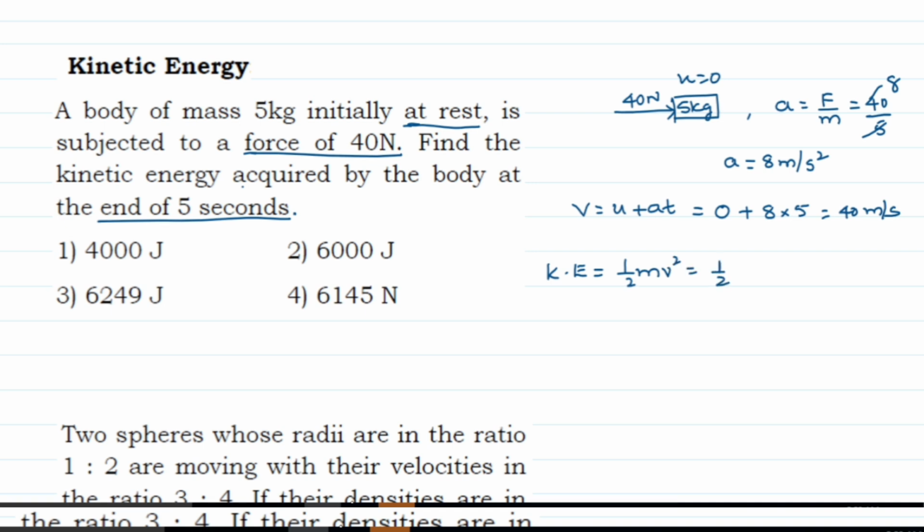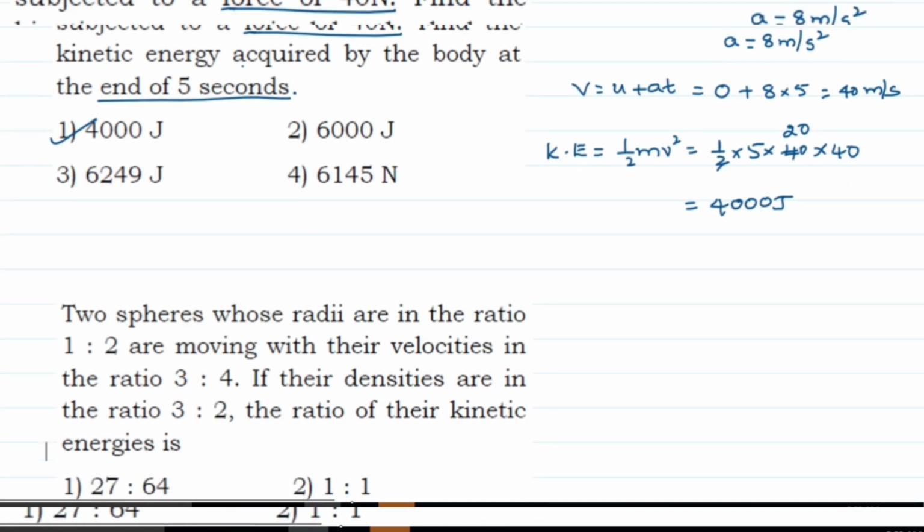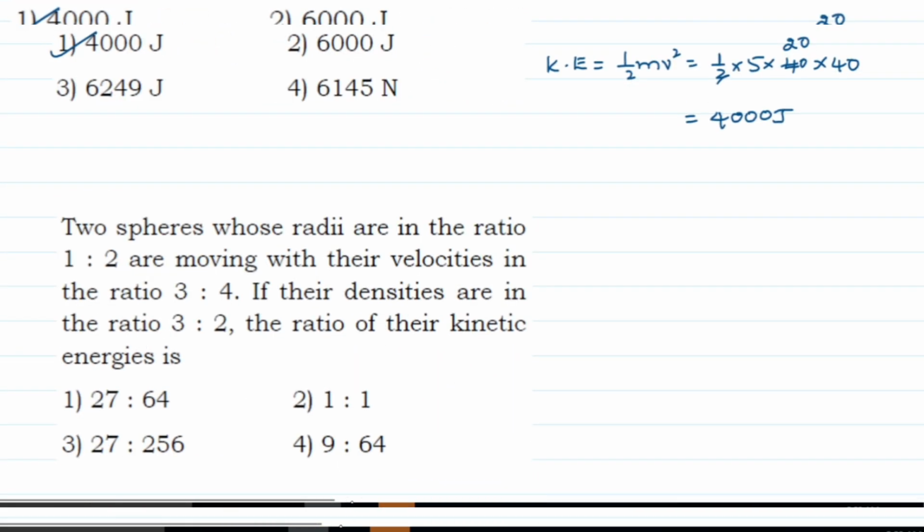Mass is 5 kg, and the velocity at the end of 5 seconds is 40, so 40 into 40. Half of 5 into 1600 gives 4000 joules. So this will be the correct answer. Now let us see the next question.